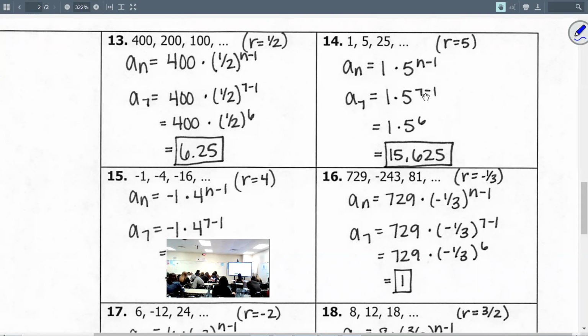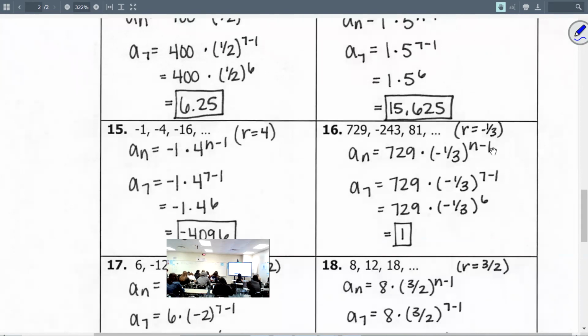So questions about that? All right, and then don't make your life hard. Use your calculator. Practice using it. When you put it in your calculator, you get 15,625. Now for 16, same thing, except we're looking at decay and we're looking at negative numbers too.